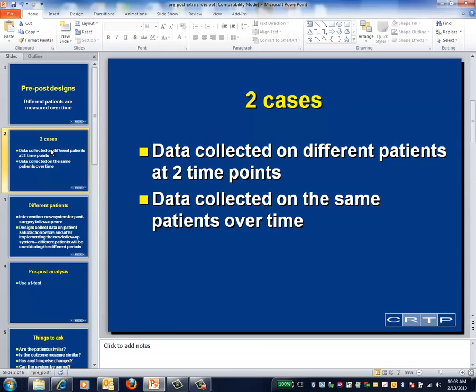We'll consider 2 cases. First, where data are collected on different patients at the 2 time points. And second, where data are collected on the same patients over time.